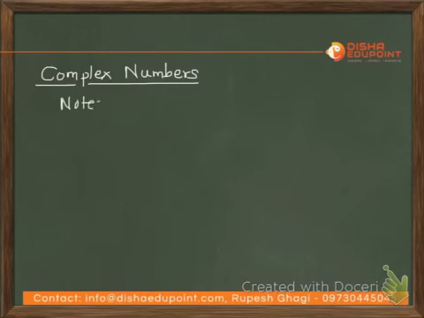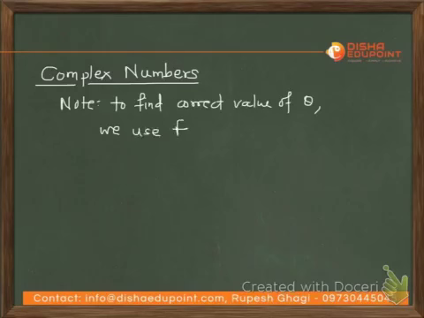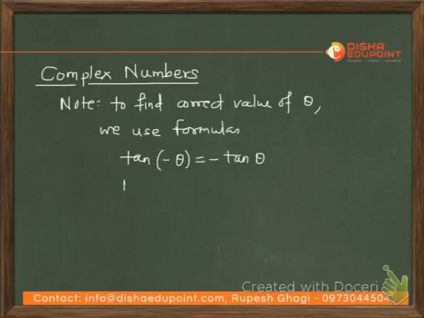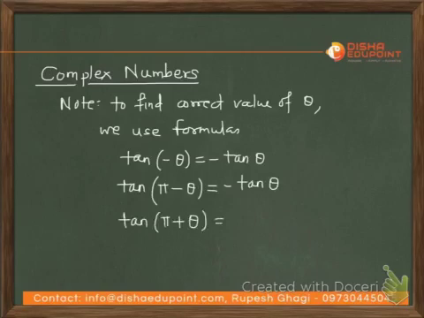Note that in many cases you will have to find out the angles corresponding to the given value of b upon a, and we can use the formulas like tan of minus theta is equal to minus tan theta, tan of pi minus theta is equal to minus tan theta, and tan of pi plus theta is equal to tan theta, to find out the various values of the arguments.